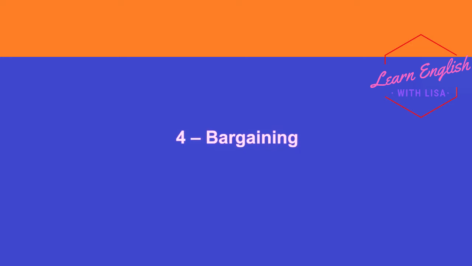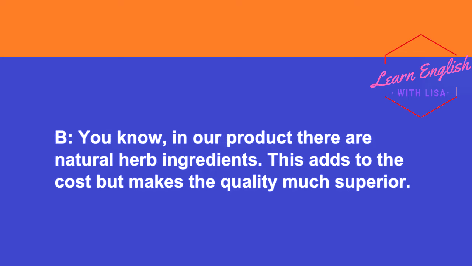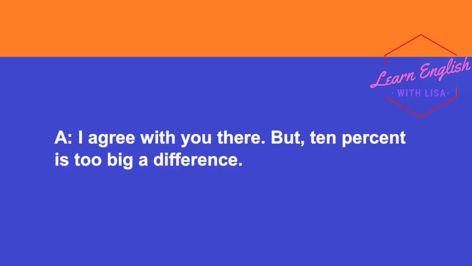Four. Bargaining. Dialogue 1. That's a high price. We can hardly make a counteroffer. You know, in our product, there are natural herb ingredients. This adds to the cost, but makes the quality much superior. I agree with you there, but 10% is too big a difference.